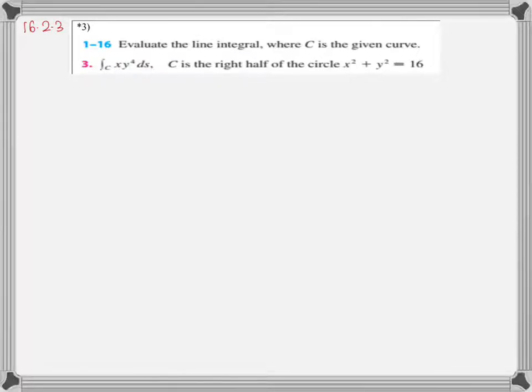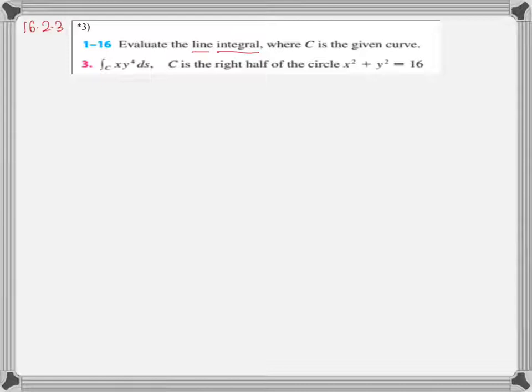Hi, in this video, I will be showing you problem number 3 of chapter 16, section 2. Evaluate the line integral where C is the given curve. Integral over C, x times y to the power 4 ds, where C is the right half of the circle x squared plus y squared equals 16.